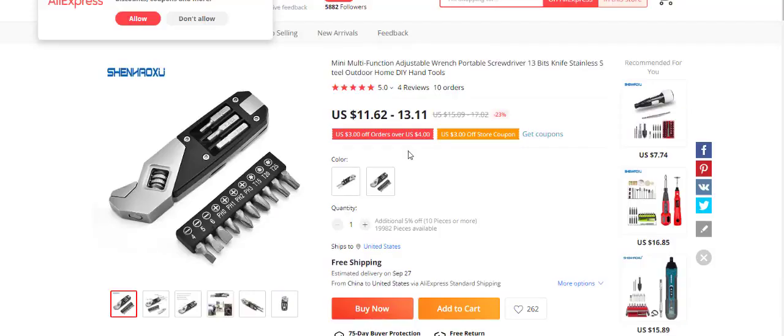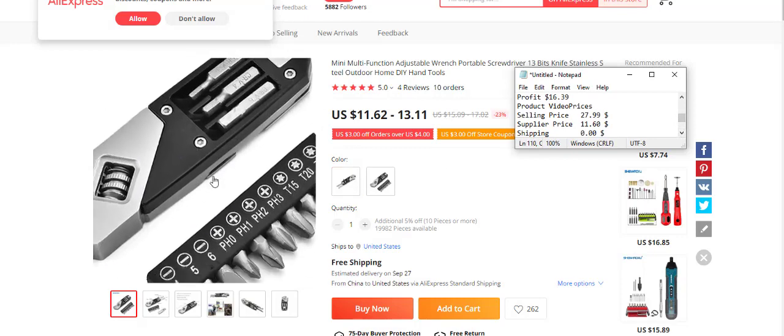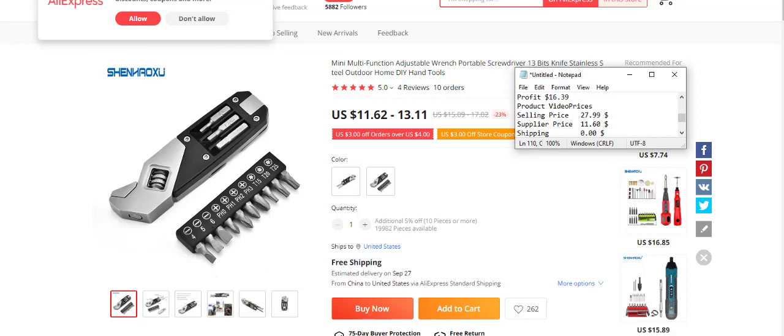Next product we have for today is the mini pocket tool. This mini multifunctional adjustable wrench portable screwdriver has 10 orders and 4 reviews, and it's for engineers, like computer mechanics, or carpenters, people that fix home building related stuff. They are your target audience, so you need to target them. Profit margin is quite great, $16.39, selling price of $27.99, supplier price of $11.60, and shipping fees unknown, but it will be a little bit high because the product has a substantial amount of weight, so the shipping company will charge you more for it.